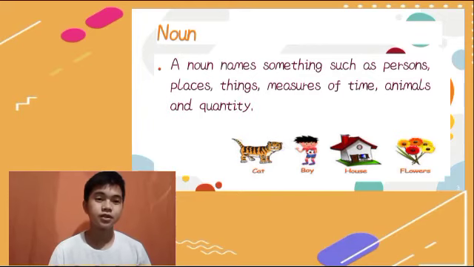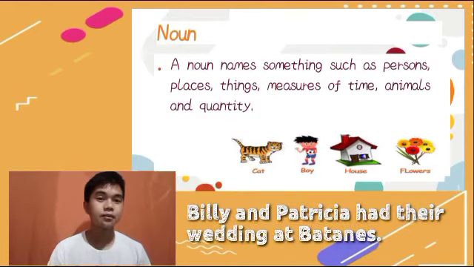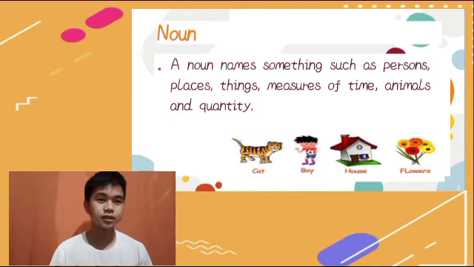First, let's have the noun. A noun is the name of a person, thing, place, or idea. It is a main part of the sentence because every sentence contains at least one noun or pronoun. In a sentence, a noun is the person that we are pertaining to or the main subject of the sentence. For example, Billy and Patricia had their wedding at Batanes. In this example, we have three nouns: Billy and Patricia, which are names of persons, and Batanes, which is the name of a place.